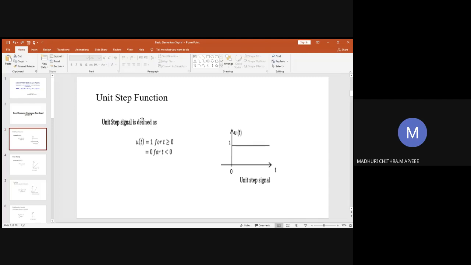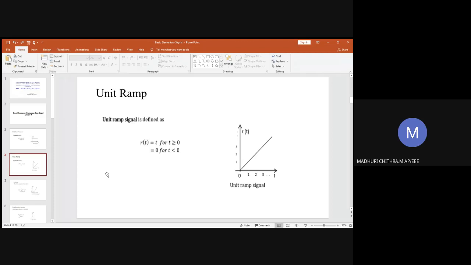So this is the first signal, the unit step. Here there are four signals: unit step, ramp, parabolic, and impulse. These are the four important functions, and you should know them. You should know what the unit step signal is. Unit means 1, that is u of t equal to 1 for t greater than or equal to 0, and equal to 0 for t less than 0.